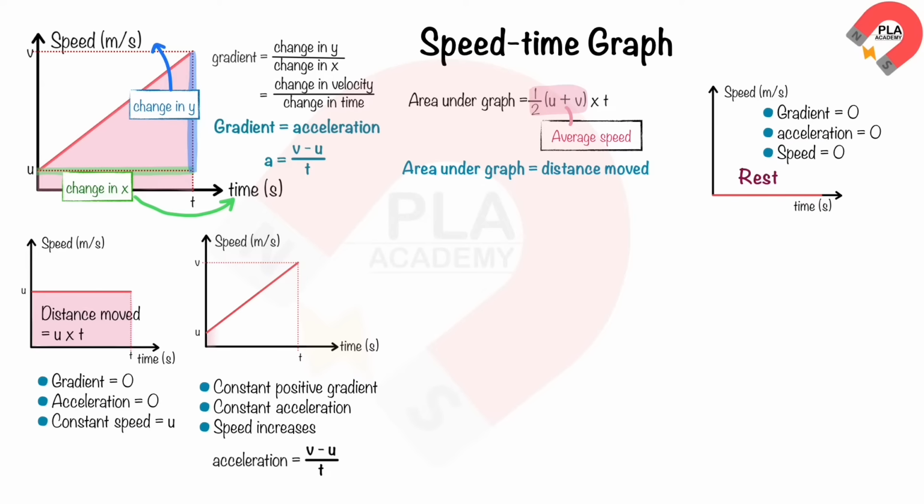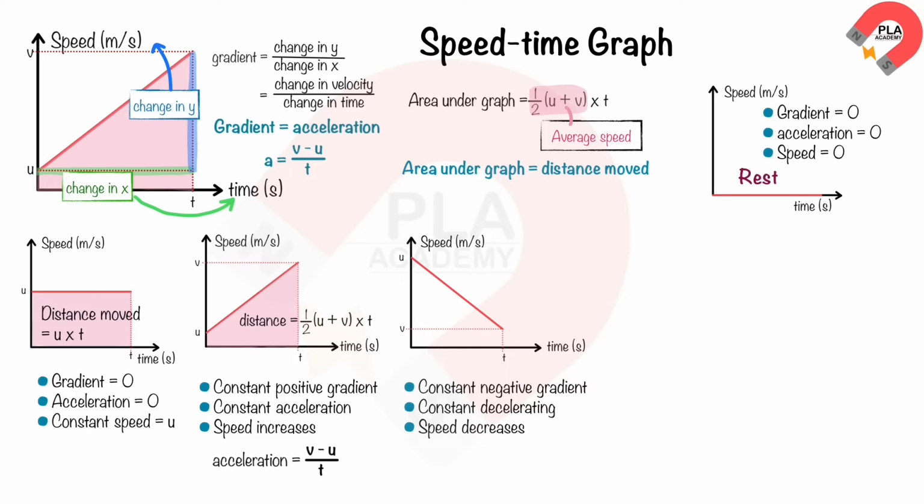A straight line graph with a negative constant gradient indicates the deceleration is constant, and the object is moving at decreasing speed. We can find the acceleration from v minus u over t. And the distance moved is the area under the graph, which is half of sum of u and v times t.